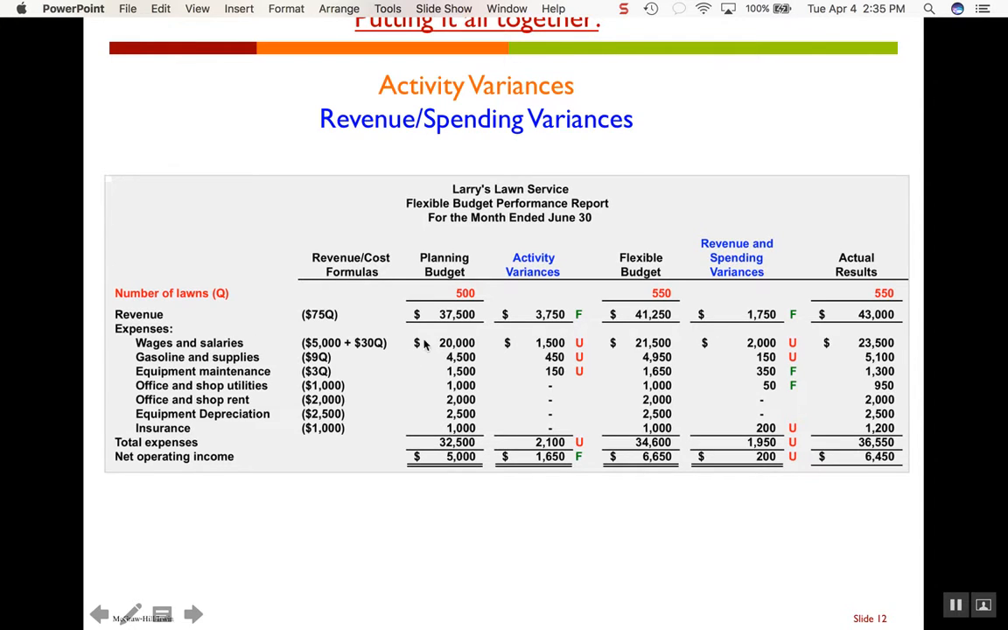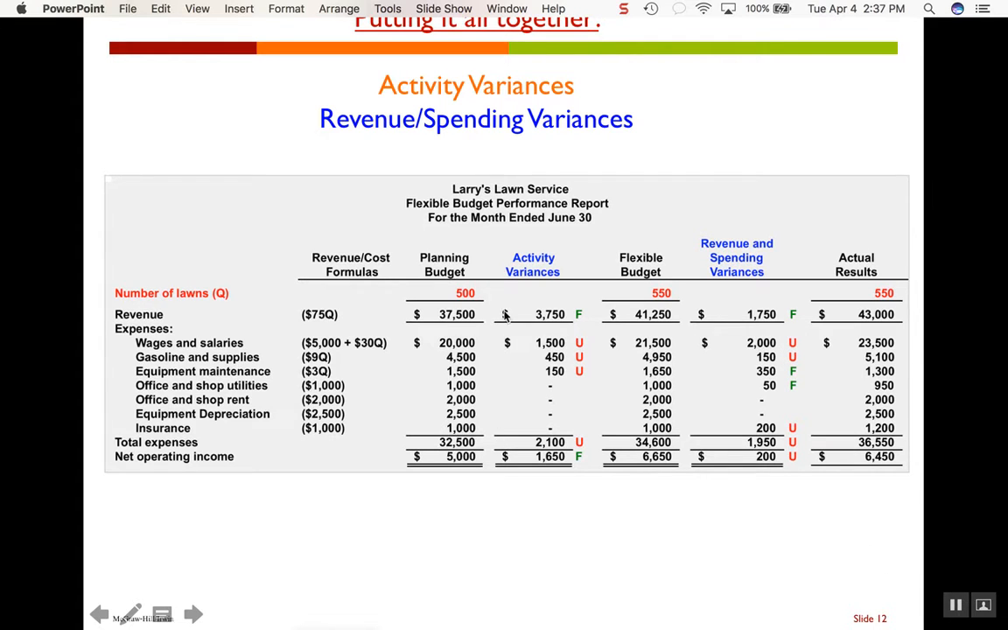Now let's take a look down here. My wages and salaries at 550 lawns, I should have spent $21,500. I actually wound up spending $23,500. Okay, so sorry about that. I got interrupted with a phone call. So now I can see that I actually spent $23,500. I should have spent $21,500. So I have an unfavorable, what we call revenue and expenses variance.